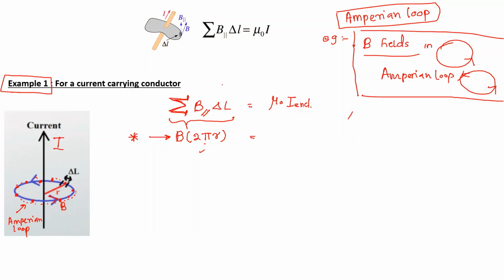And what do we have on the other side? We have mu naught, it's a constant, and then the current enclosed. So what's the current inside our loop? This, right? We have I. This wire is going through the loop, so the current enclosed is I. So if I make B the subject, what do I get? Mu naught I divided by 2 pi R.